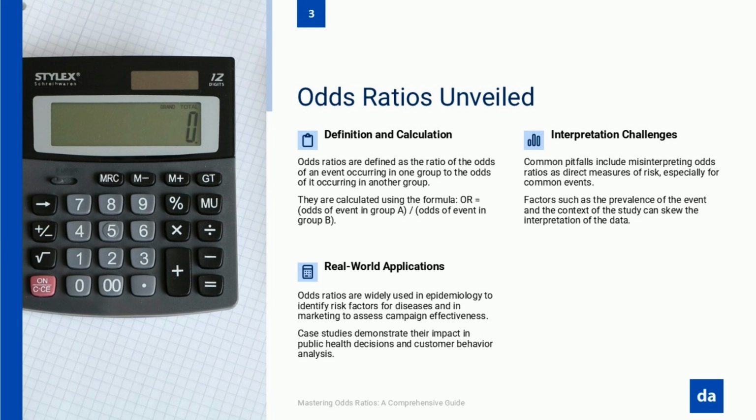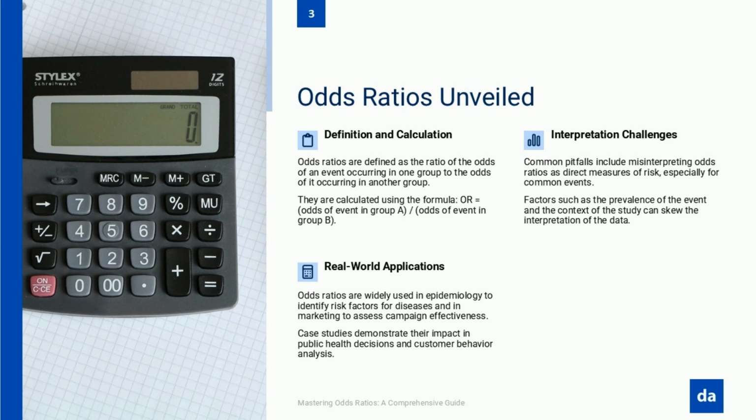The power of odds ratios lies in their ability to quantify the strength of associations between variables. They provide a standardized measure that allows for comparisons across different studies or populations. This is particularly useful in fields like epidemiology, where researchers often need to synthesize results from multiple studies to draw broader conclusions.